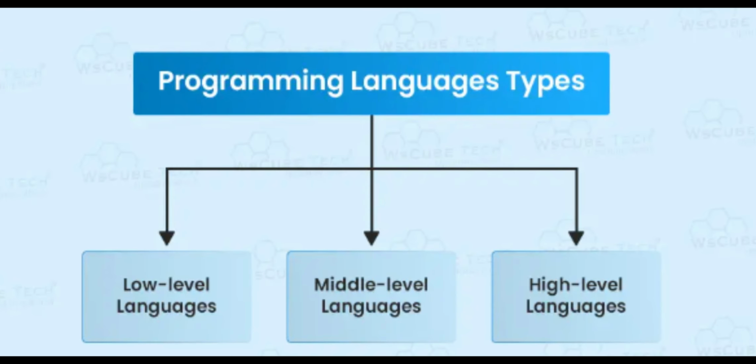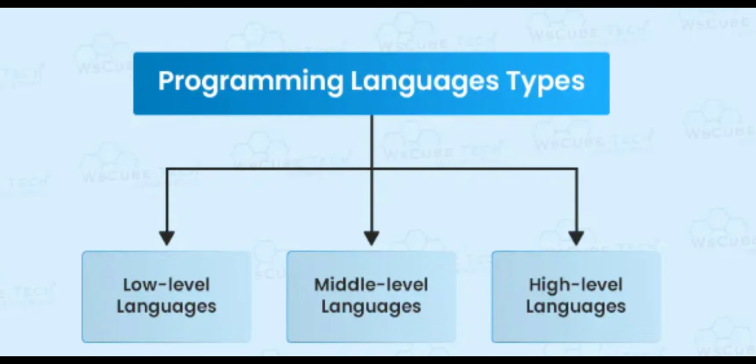Moving forward to our fifth topic, high-level programming languages. High-level programming languages are designed to be easy to understand and use, allowing programmers to focus on logic rather than hardware details. These languages provide simple syntax, better readability, and easier debugging compared to low-level languages.